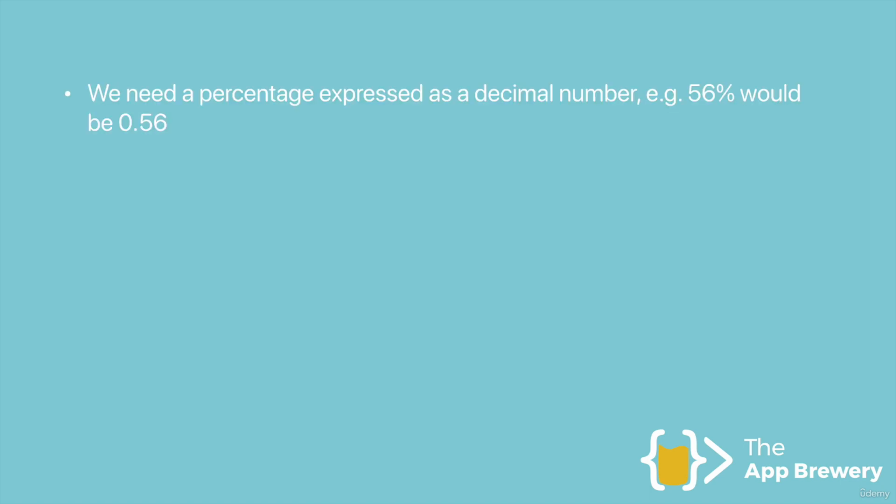We're going to need a percentage that's expressed as a floating point or a decimal number. So for example, 56% would be 0.56. And we need that percentage to increase from 0.0 to 1.0, representing how far along our egg is. So from just put into the pan all the way to finished boiling, at least for the chosen hardness.